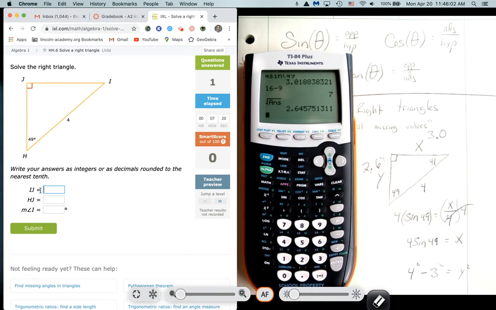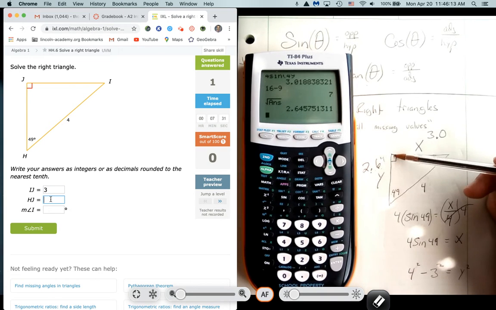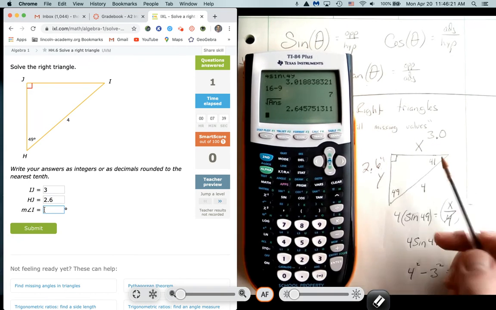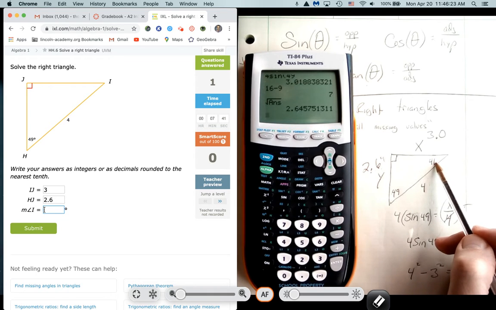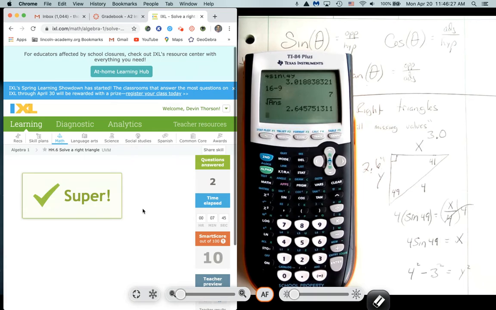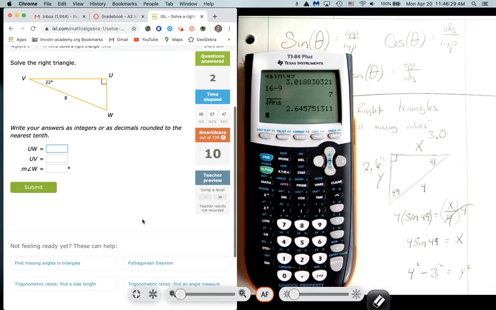So now I'm going to come over here. IJ, that's that top side, was 3. HJ, that's this side here. HJ is 2.6. And again, I'm being very careful this time. And the measure of angle I was 41 degrees. Type in 41 degrees, and I hit submit. And this time, great, I did good.